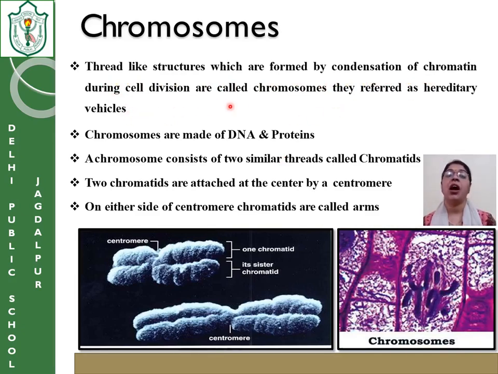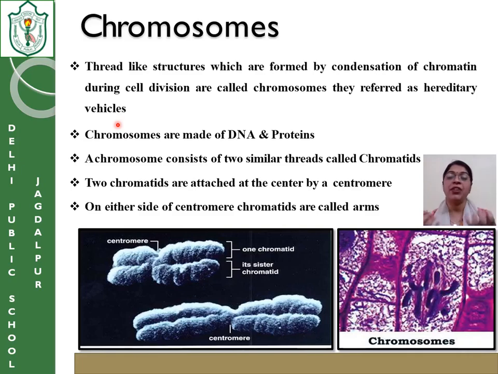cell division, and they are referred to as hereditary vehicles. Why are they called hereditary vehicles? Because chromosomes are formed when the cell is in the active mode. Active mode means when it is preparing itself for division. Division means reproduction. So at that time what happens?